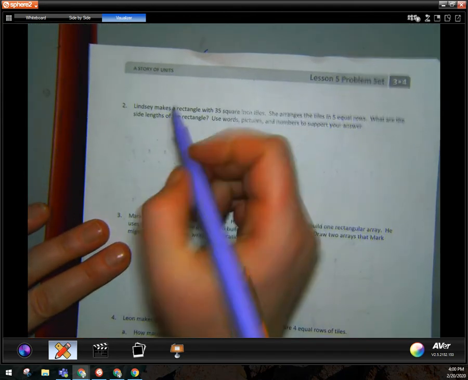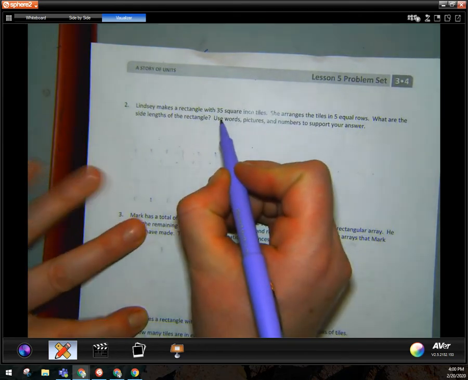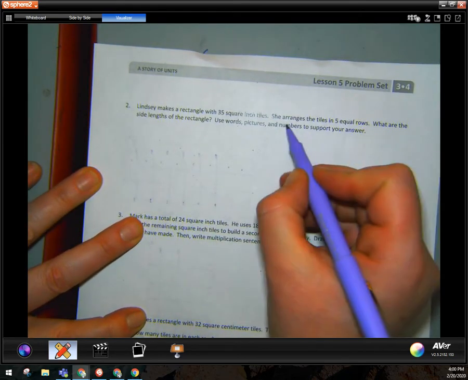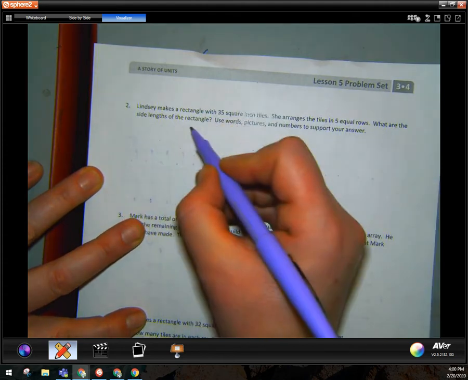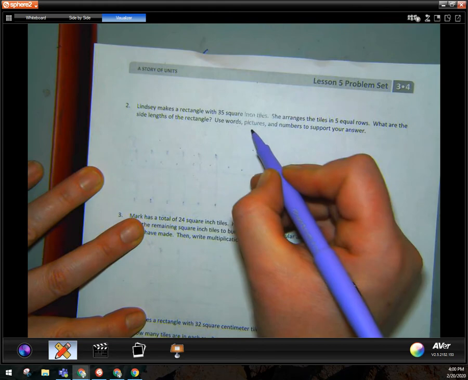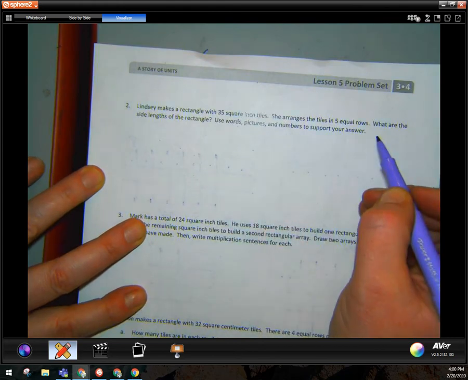Okay, now we're going to flip it over and do number 2. Lindsay makes a rectangle with 35 square inch tiles. She arranges the tiles in 5 equal rows. What are the side lengths of the rectangle? Use words, pictures, and numbers to support your answer.